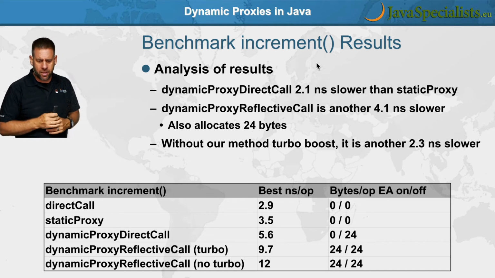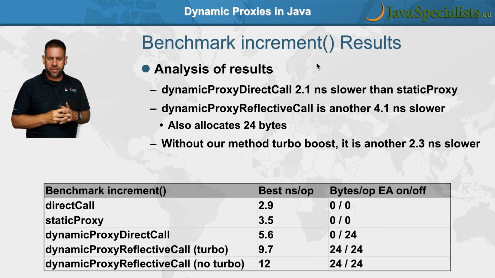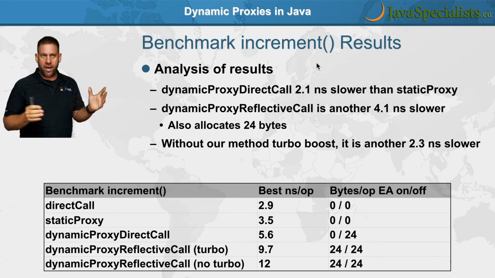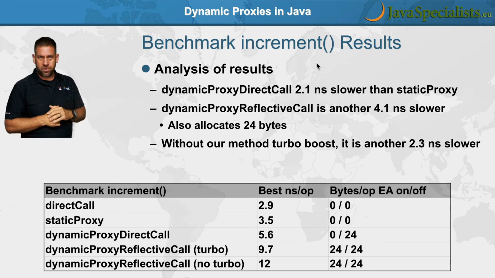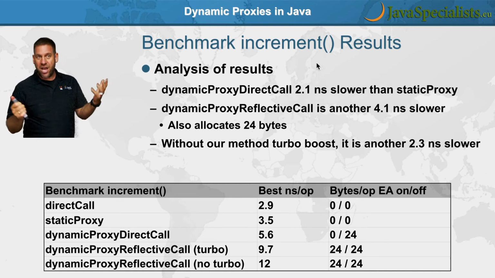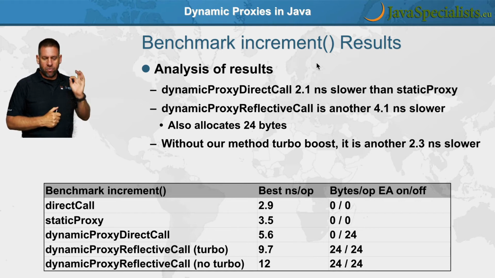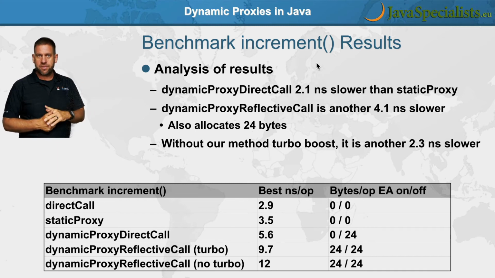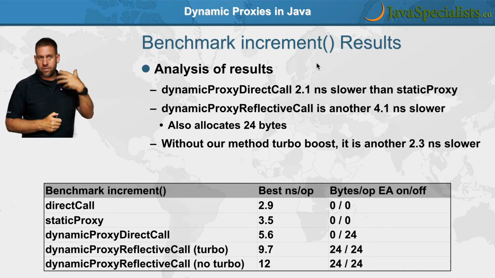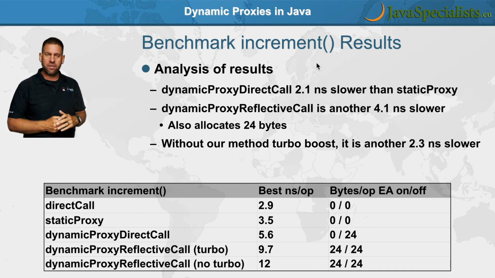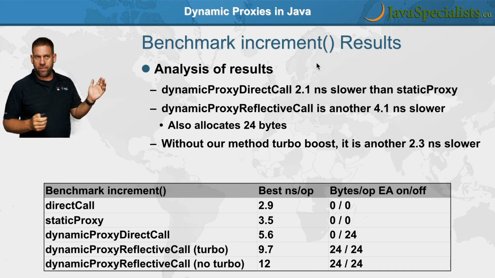Now, if you look at the results in the rightmost column, you'll see that for the direct call, no bytes are generated. Also not for the static proxy, because it's just a primitive, so why should that allocate memory? And there are no parameters, so it shouldn't allocate any memory. However, for the dynamic proxy reflective call, it allocates 24 bytes on each method call. And it doesn't matter if escape analysis is on or off, it always allocates 24 bytes. And this object allocation is going to have an impact on our performance. Can't get away from that.